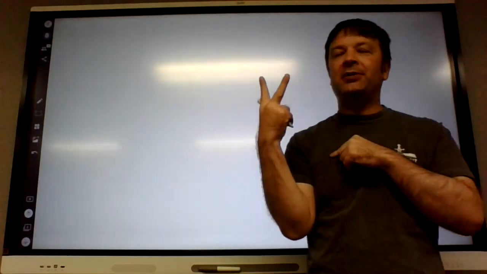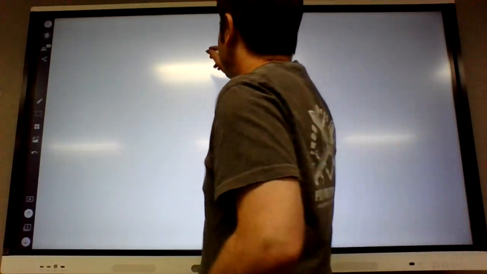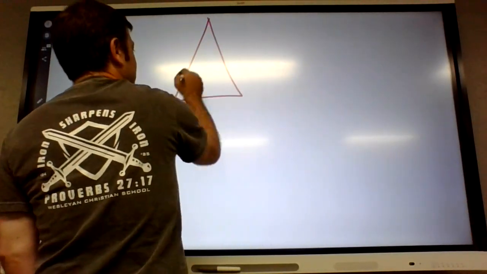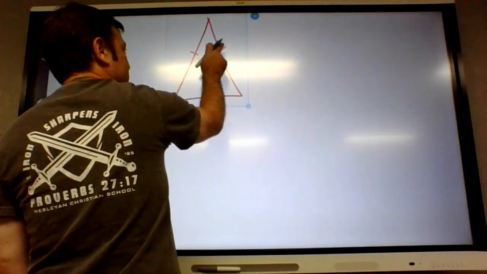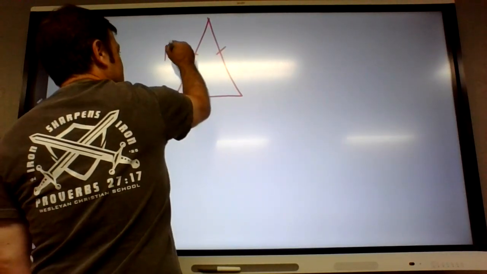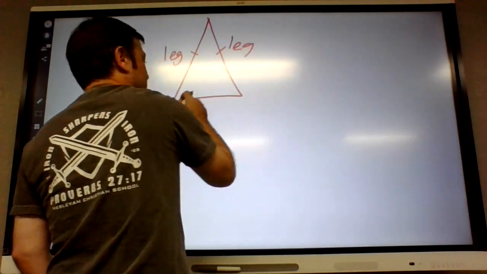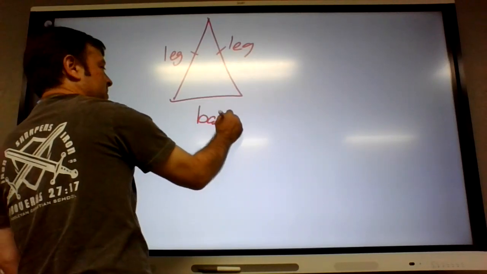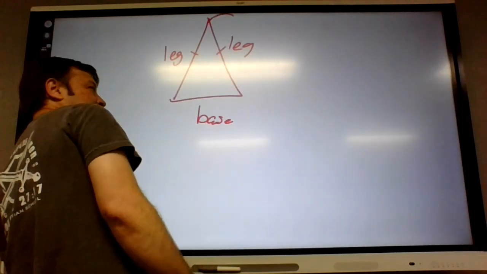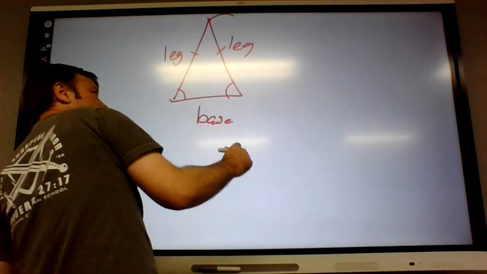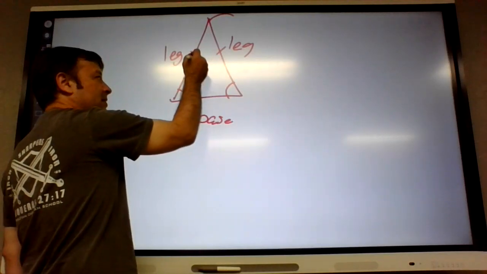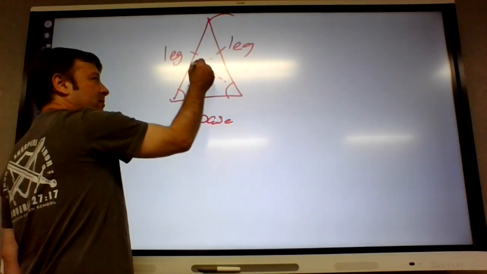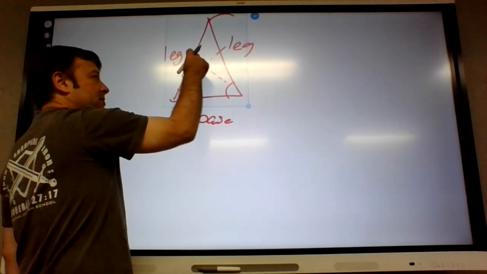What's it called when all three sides of a triangle are the same? Equilateral. What's it called when two sides of the triangle are the same? Isosceles. And on an isosceles, you remember what these are called? Legs. And the not leg is called the base. And they call that the vertex angle, and these are the base angles. The base angles are opposite, across from the legs.